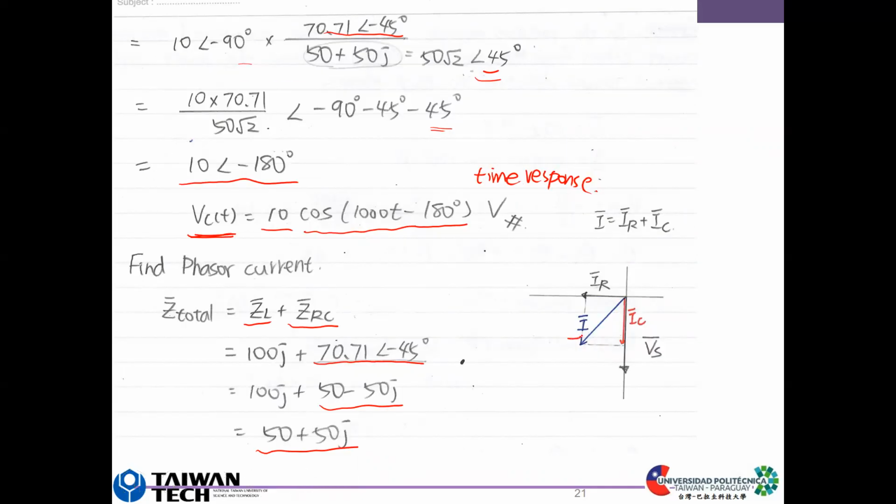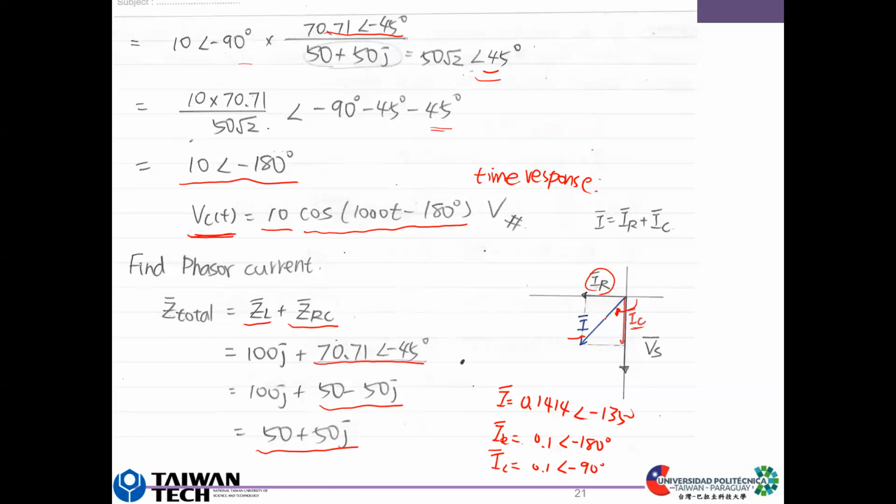Yeah, this is I, because I is 0.1414 at an angle of minus 135 degrees. So this is I, and IR equals 0.1 with an angle of minus 180. So this is IR, and IC: the phase of IC equals 0.1 at minus 90 degrees, which is IC here.